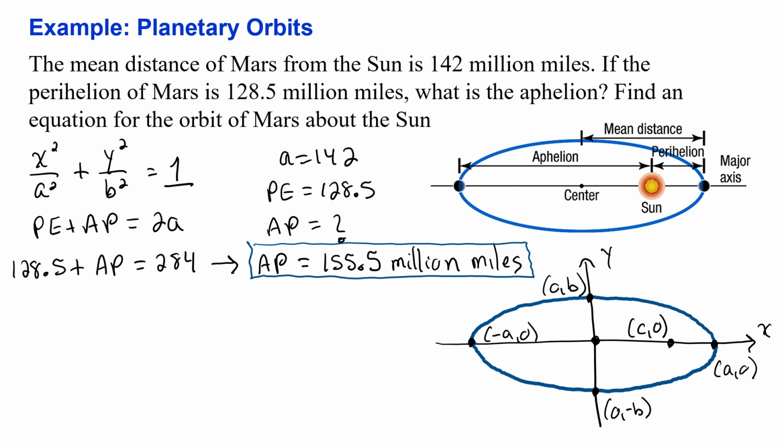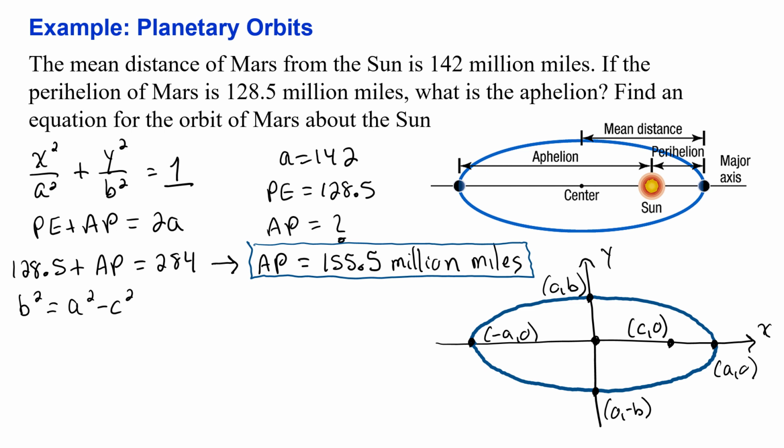So this answers the first question asked in the problem statement, to find the aphelion of the planet Mars. And we are also told to find an equation for the orbit of Mars about the Sun. In the beginning, we wrote the equation as x squared divided by a squared plus y squared divided by b squared equals 1. We know the value of a, and thus a squared, and we need to calculate the value of b squared. To do this, we'll use the relationship that b squared is equal to a squared minus c squared.